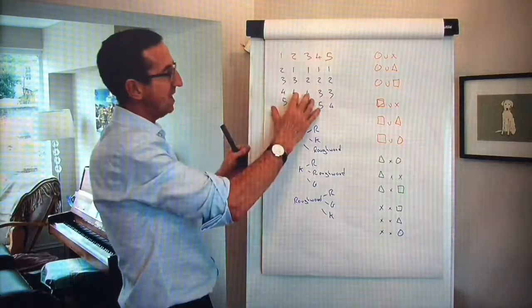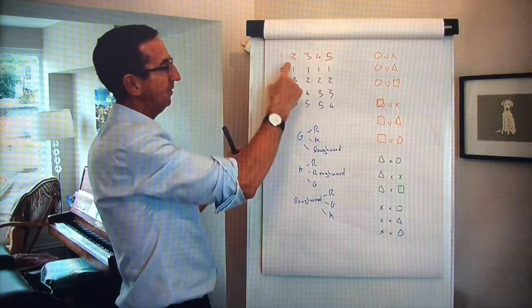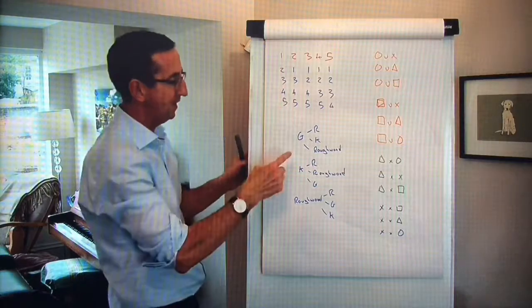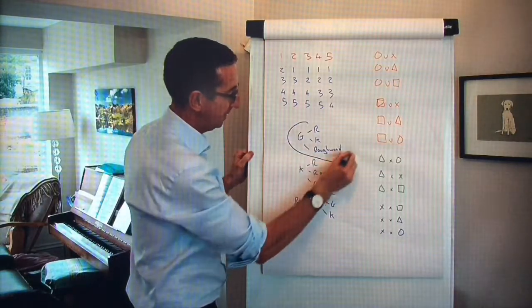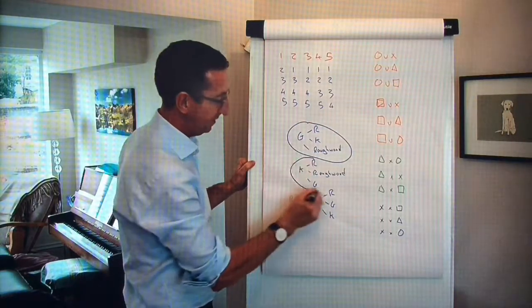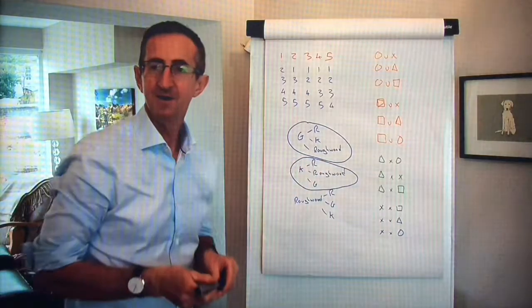Now, some will do this kind of method, where you've got 5 schools, 1 plays 2, 3, 4, 5. You've got this method. This method.